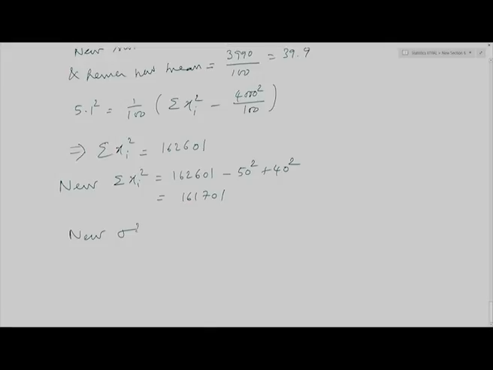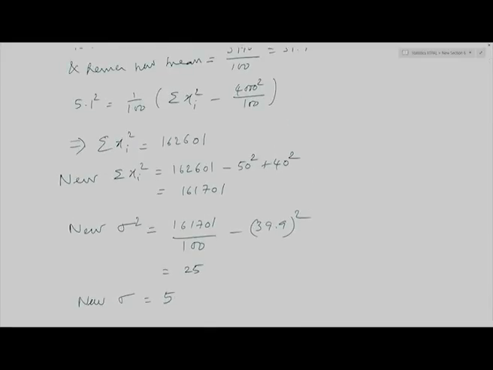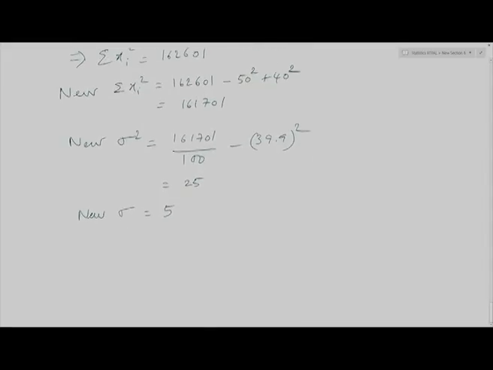With this we can calculate the new sigma square. The new sigma square will be equal to 1 by n, that is 161701 by 100 minus 39.9 square, which finally will turn out to be 25, you can verify. Hence the new standard deviation, new sigma, is equal to the positive square root of 25. So that is the change we have seen in this problem, how one entry is replaced by another number.